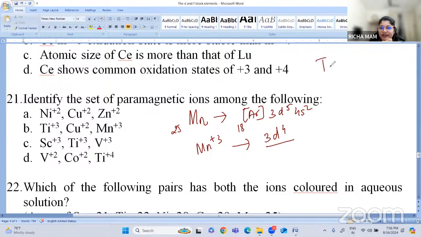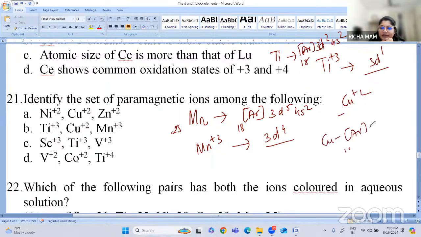Then if I write for titanium +3, titanium is argon 18, 3d2, 4s2. So when it is titanium +3, it will be 3d1. So here 1 electron is present. Then copper +2. Copper will be argon 18, 3d10, 4s1. So copper +2 will be 3d9. So here also, how many electrons are present? 1 electron is present. So option number B is the correct answer.